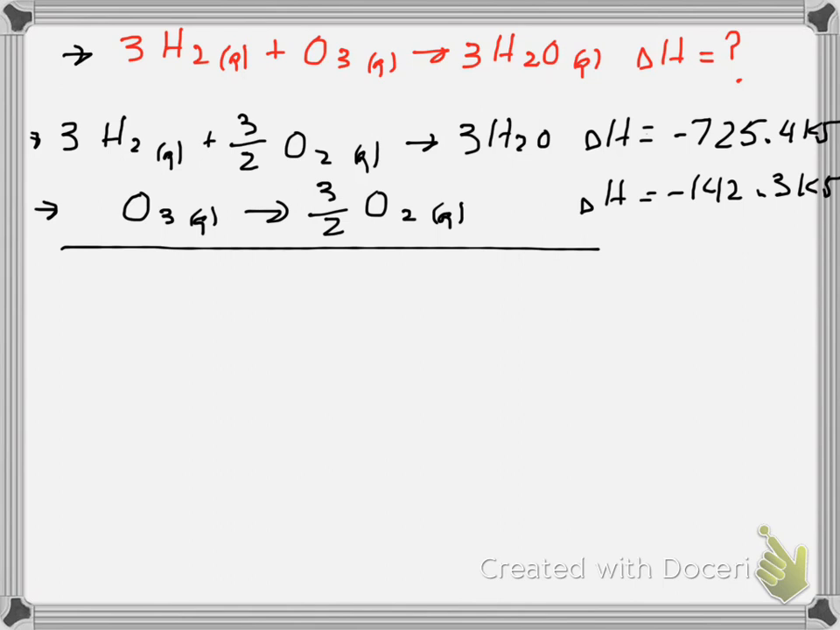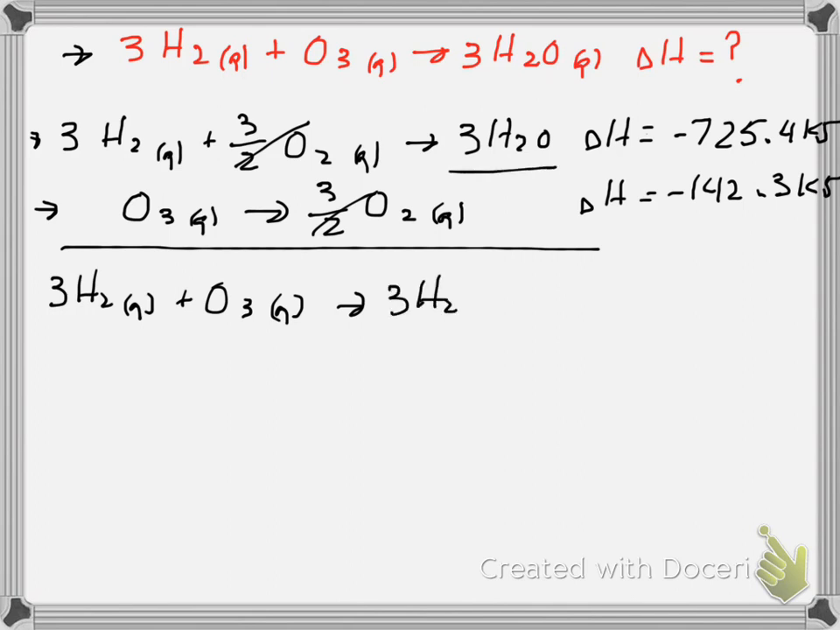Notice that I have 3/2 oxygen on the left side and 3/2 on the right side, so those are going to cancel. And then that leaves me on the left side, on the reactants, 3H2 gas plus O3 gas goes to, the only thing left over here is 3H2O gas. Now notice that that's the same thing I have up here, which is the equation in question. Well, I can do the same thing here and add these up.